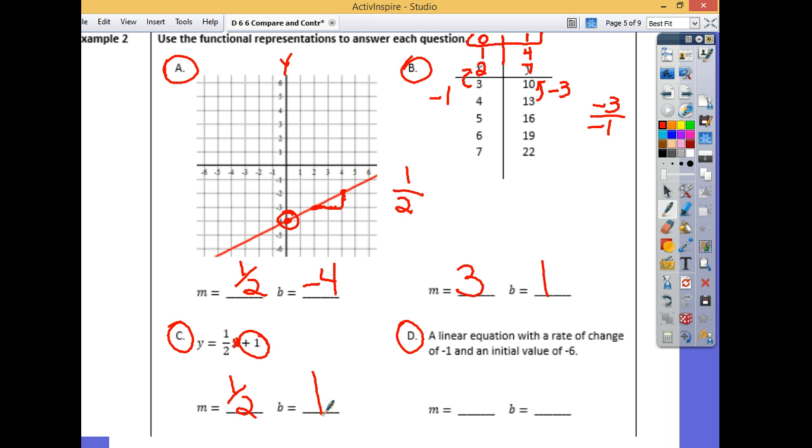All right, how about here? Pretty much tells you in a verbal description. A linear equation with a rate of change of -1. So what is that? Yes, perfect. I'm seeing them out there. Very good. Rate of change is the same as your slope.